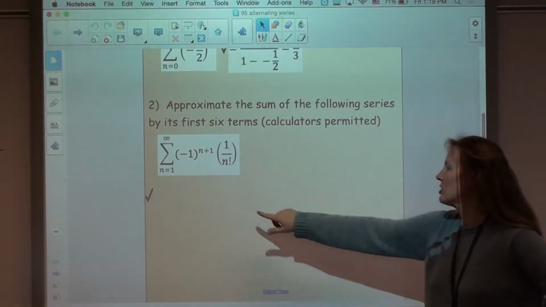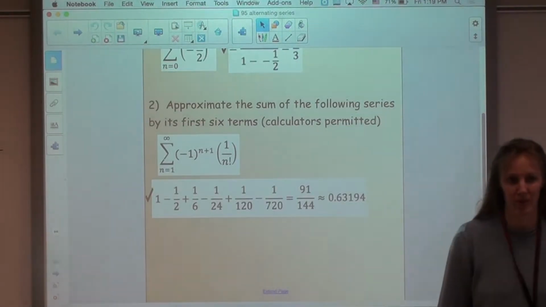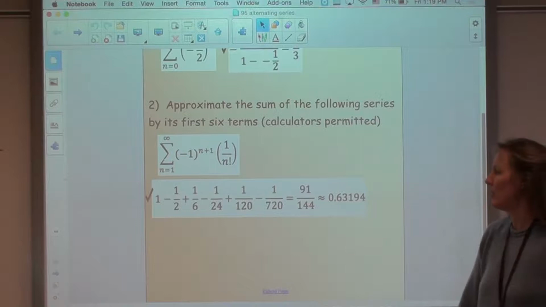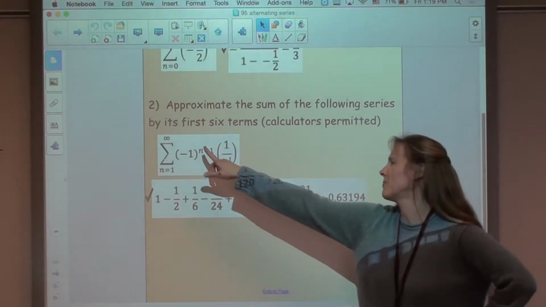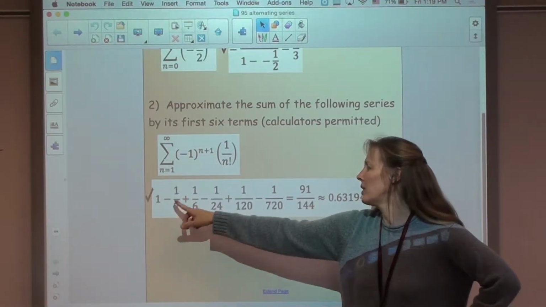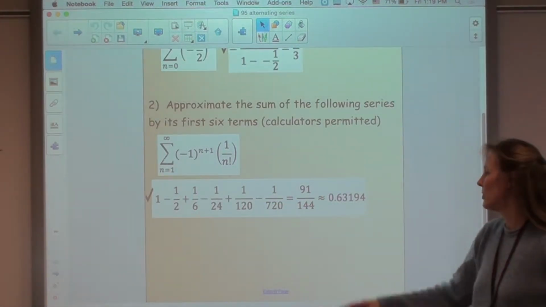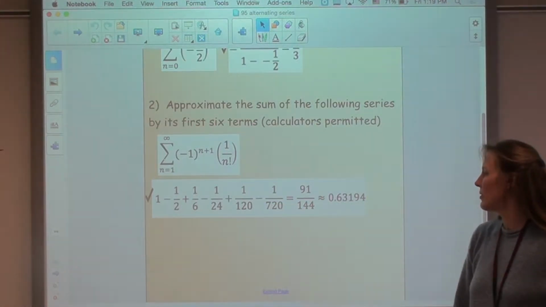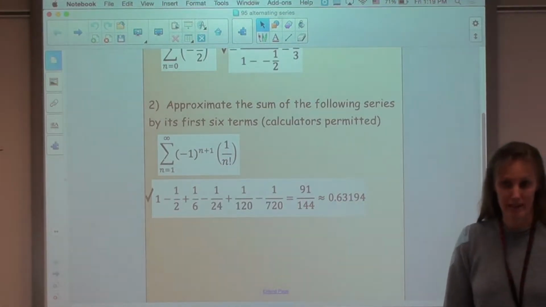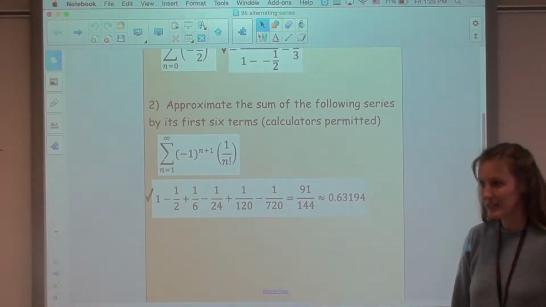The second problem just said to approximate the sum of the series using its first 6 terms. Literally, it just means add the first 6 terms together, right? So you have to use a calculator, and pay attention to the negative when it's positive, when it's negative, so you subtract, add, and so forth. And your total sum should have been around 0.6319. Did you ever get something around that?